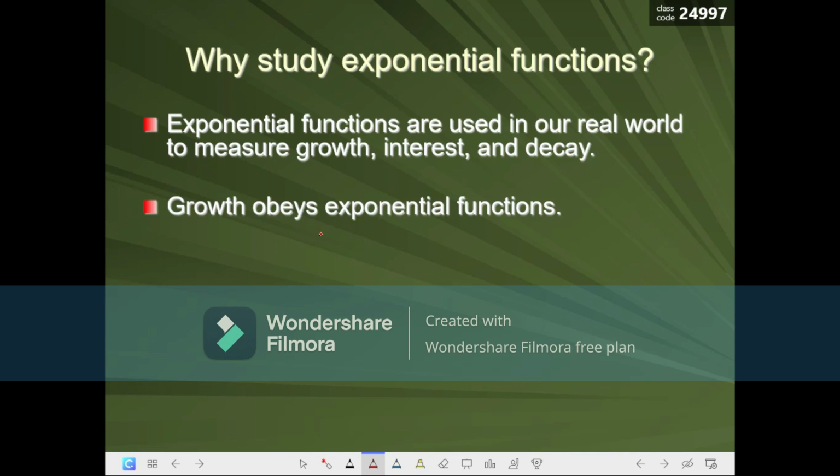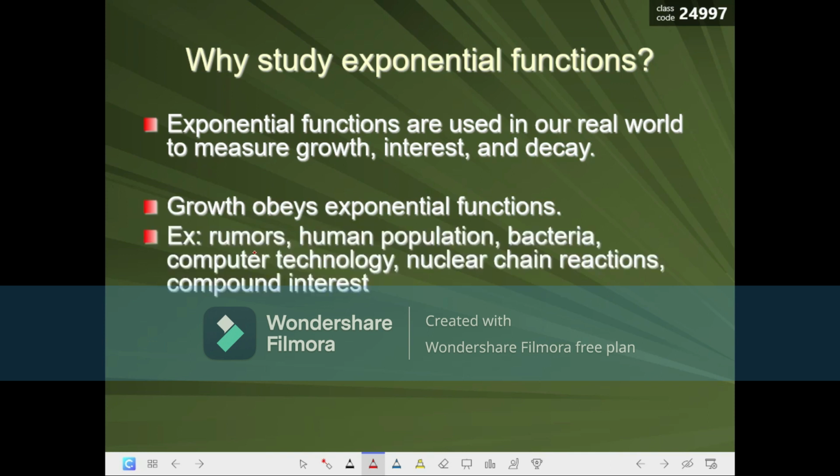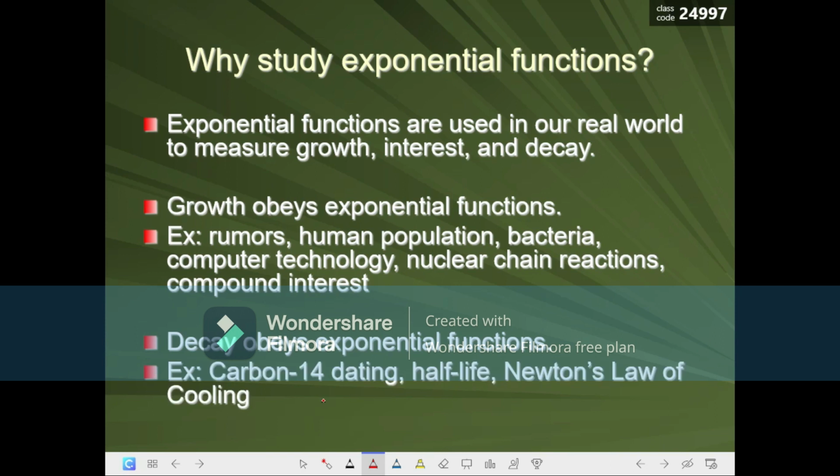Growth obeys exponential functions. Example, rumors. You're familiar with rumors, class. Okay? It really grows exponentially, spreads exponentially. They can add, subtract, or multiply, or whatever. We also have human population, bacteria, computer technology, nuclear chain reactions, compound interest, and decay obeys exponential functions too. We have examples: carbon-14 dating, half-life, Newton's law of cooling.